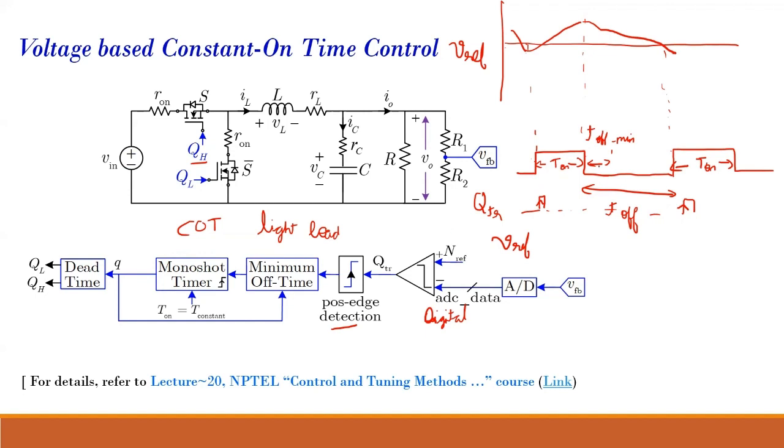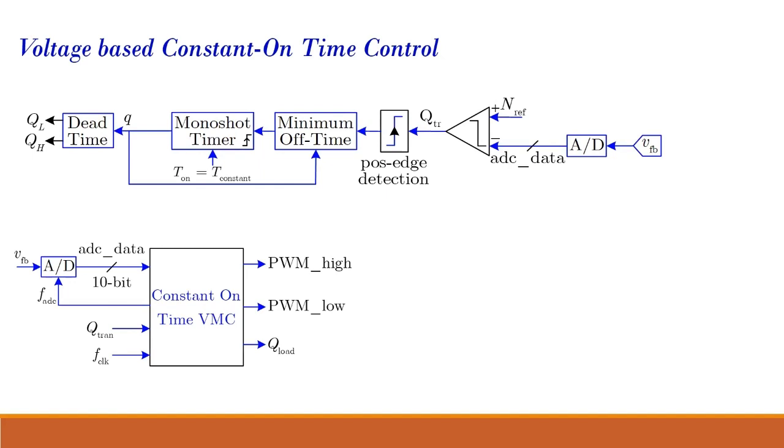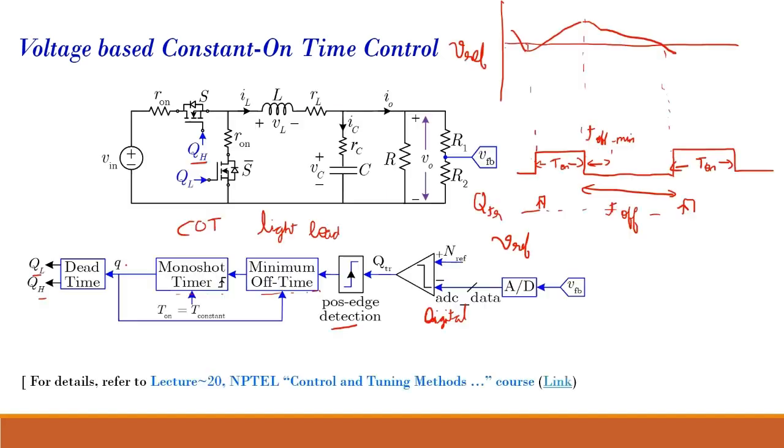After it has been on, there is a minimum off time also. The minimum off time also will be checked. The monoshot timer is on for a fixed duration. Then Q comes, and with a suitable dead time, we give QL, and QH is generated from that. So this is basically the understanding of constant on-time control using voltage-based control. Next, how do we implement it? Does anyone have any doubts in this?